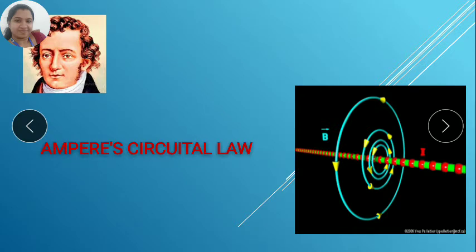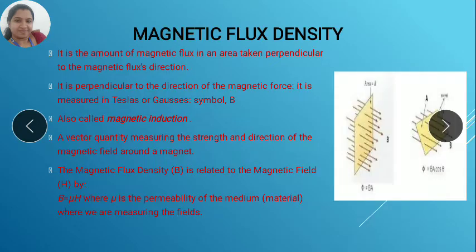Today's session is Ampere's circuital law. Before going to Ampere's circuital law, we must be familiar with magnetic flux density. This magnetic flux density is different from magnetic flux. We all know that density is mass per volume.